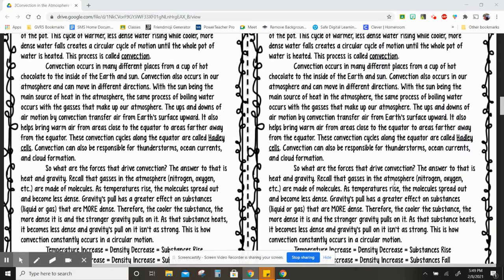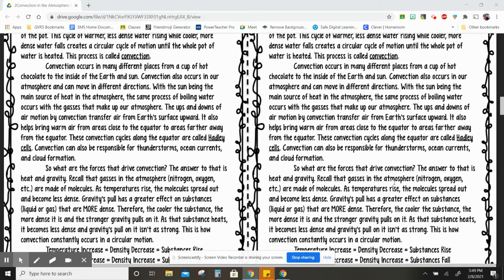Convection occurs in many different places, from a cup of hot chocolate to inside of the earth and sun. Convection also occurs in our atmosphere and can move in different directions. We will learn later about how convection under our Earth's surface can cause earthquakes and different natural disasters.